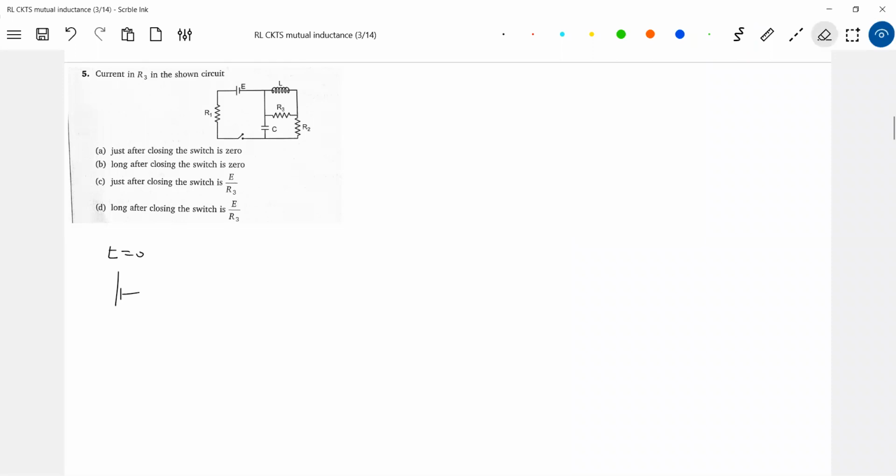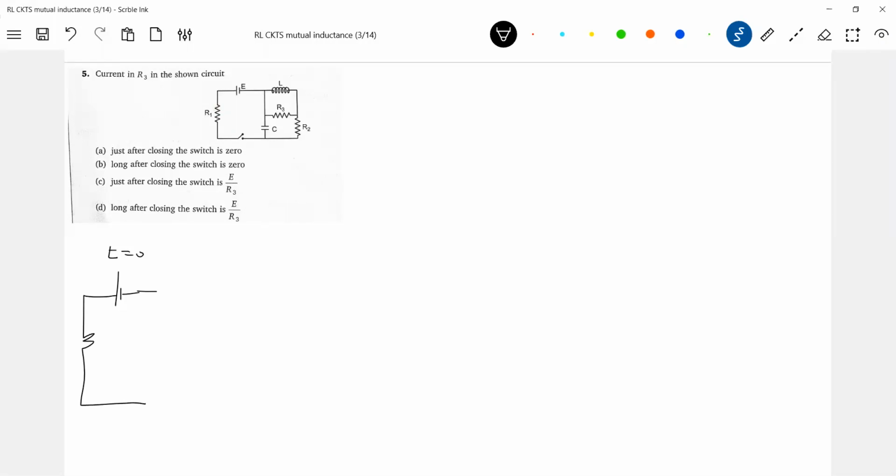As this branch is open, there is no question of any current flowing through the cell. So there is no question of any initial charge or initial current across the inductor. There's nothing like that. Agreed? So therefore, initial charge will not be there.